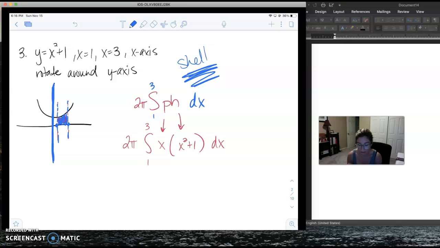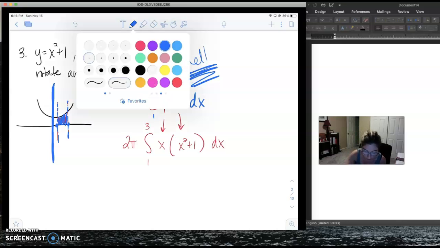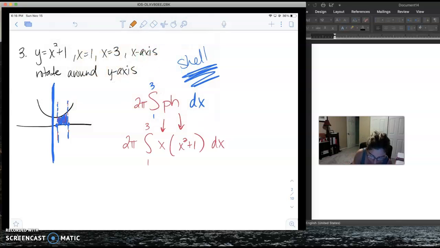My p, remember, is the distance from the axis of revolution to any one of the rectangles. If the y-axis is my axis of revolution, and I go to the first rectangle, or the second, or the third, or the fourth, any rectangle that I hit, how far is that distance? Well, it's whatever distance I am away on x. If x is 1, if x is 2, if x is 3, whatever x is will tell me my distance from the y-axis over to any one of those rectangles. So my p is x.